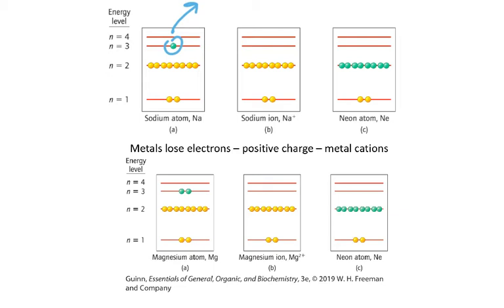Okay, now if we move over one element to magnesium, down here at the bottom, magnesium has 12 electrons, and so now it has 2 up here in the n equals 3, 2 valence electrons. So if it loses both of those, it now has a +2 charge, and it has the same electronic structure as neon and as sodium plus.